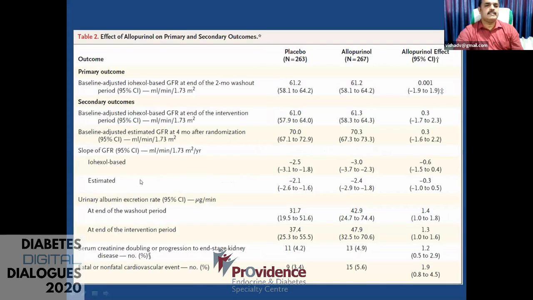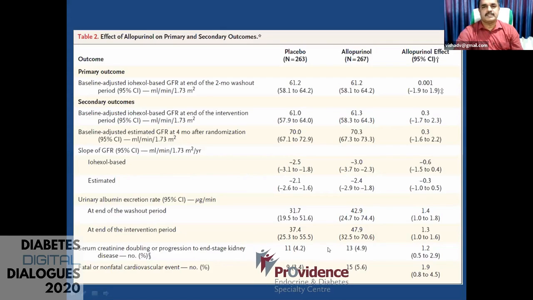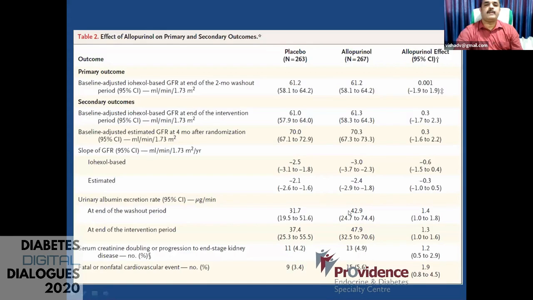And not only that, in some of the secondary outcomes, such as urinary albumin excretion rate, they found that patients who used allopurinol had a higher urinary albumin excretion rate as compared to patients who used the placebo. And there was a slightly increased risk of fatal or non-fatal cardiovascular events in patients who received allopurinol as against placebo. So at this point of time, in patients with diabetes and chronic kidney disease, the evidence is heavily against usage of allopurinol for just asymptomatic hyperuricemia.